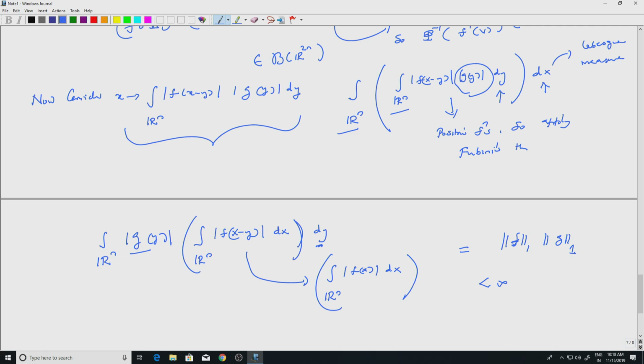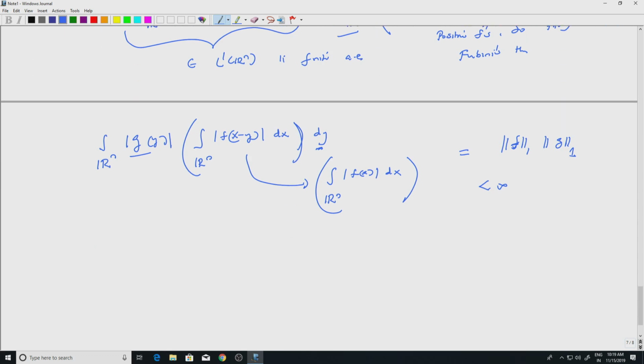So if I look at this function, this is in L1, and so it is finite almost everywhere. Okay. So just one more step. So you can conclude that f convolved with g is actually in L1, and the L1 norm of f convolved with g is less than or equal to, because you are taking the modulus inside, you will get this quantity, which is the L1 norm of f times the L1 norm of g.